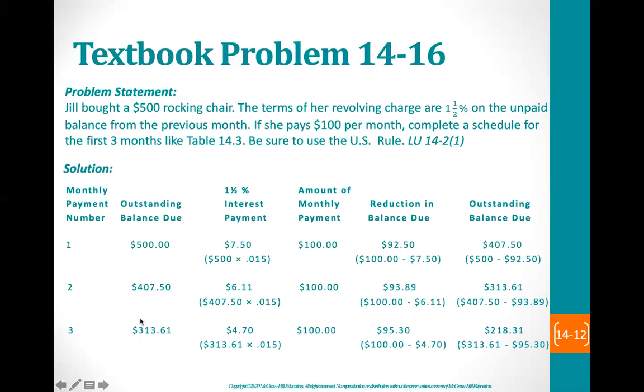Third month, $313.61 times 1.5% interest is $4.70. She paid $100. $4.70 goes towards interest. $95.30 is a reduction in balance due. Her previous balance of $313.61 minus her reduction in balance due of $95.30, her outstanding balance at the end of the third month is $218.31.